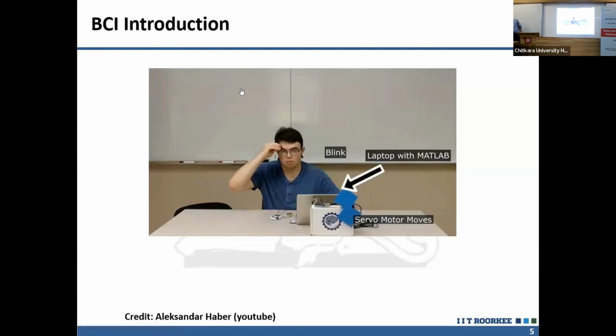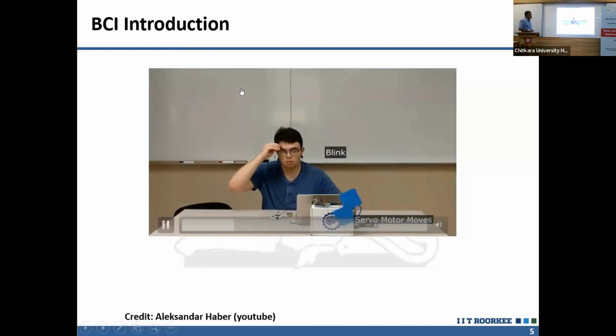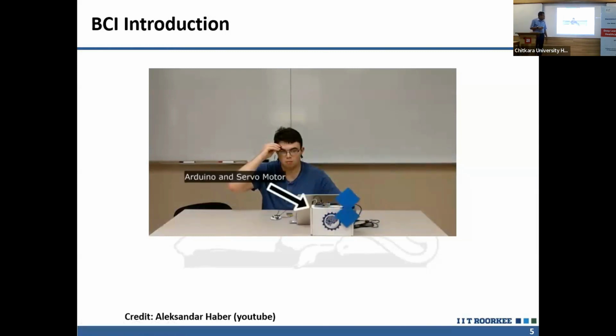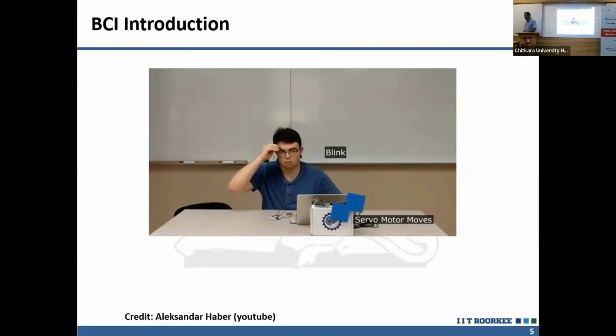In this video, you see that one guy is just blinking. There is a sensor connected to his forehead, and when he blinks, the signals from the brain go to the software, and the software understands that he's blinking, and accordingly a motor moves. So you see again.